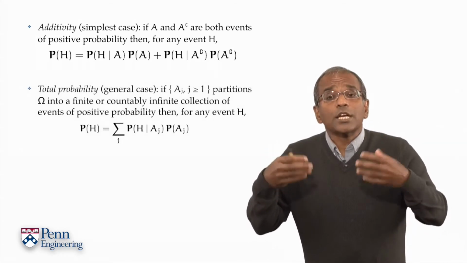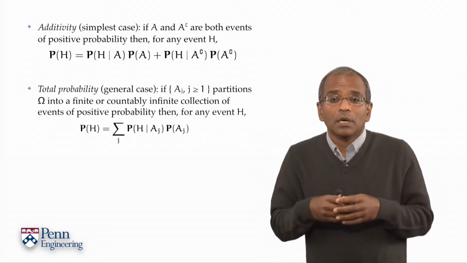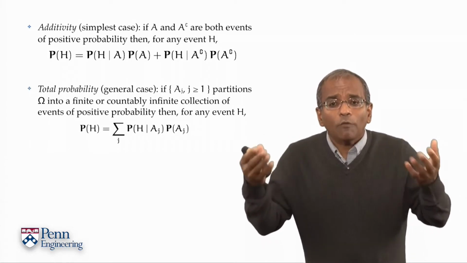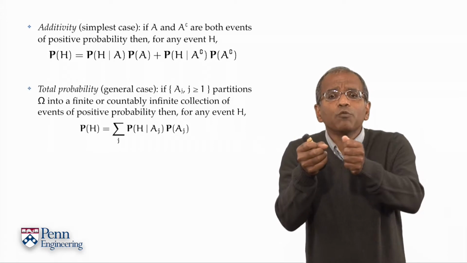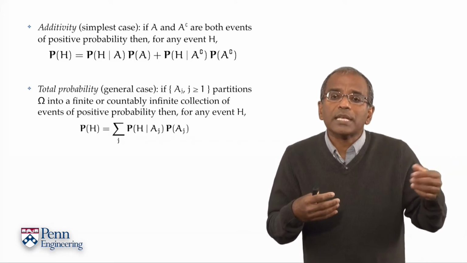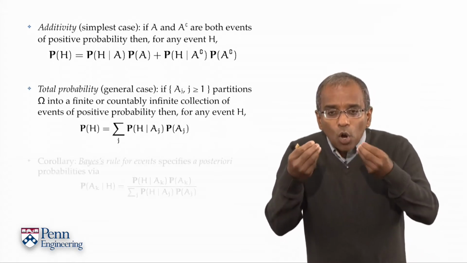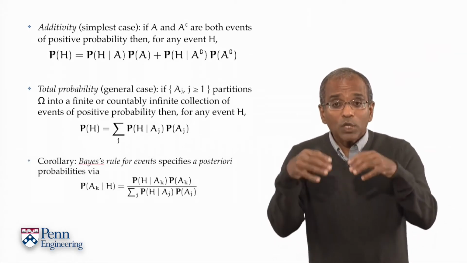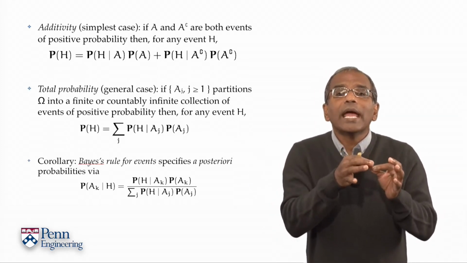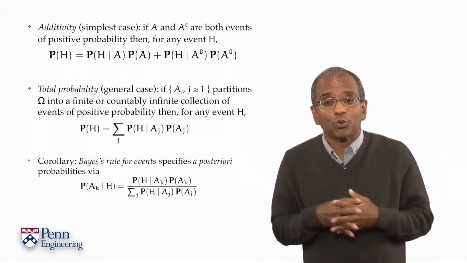Total probability is an extension of this additive idea to partitions involving more than two elements, to a partition involving a finite number or possibly even a countably infinite number of events, in which case we now have a chain formulation for the probability of a target event H in terms of conditional probabilities given various input events, if you like, Aj. A corollary to this theme was our ability now, once we have this formulation of total probability, of reversing the direction of conditioning, figuring out a posteriori probabilities after the fact via Bayes' rule.